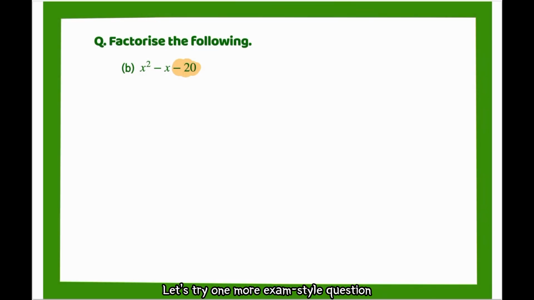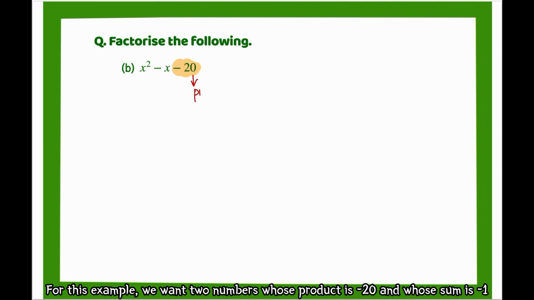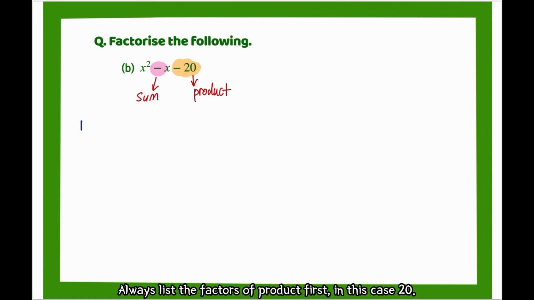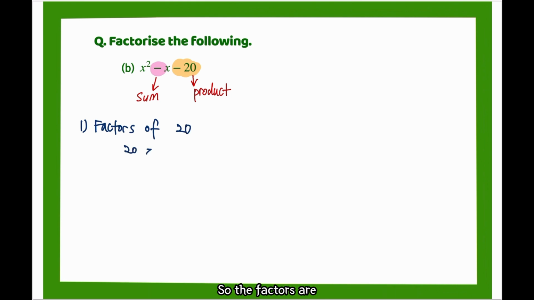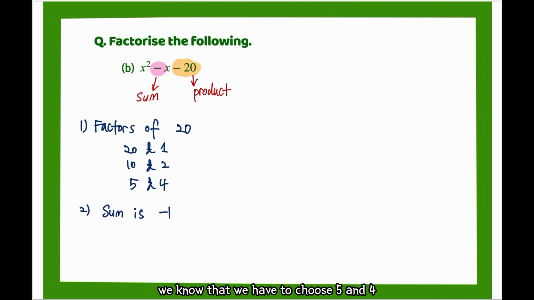Let's try one more exam style question. For this example, we want two numbers whose product is minus 20 and whose sum is minus 1. Always list the factors of the product first, in this case 20. So the factors are 20 and 1, 10 and 2, and 5 and 4. Since the sum of the two numbers is minus 1, we know that we have to choose 5 and 4.